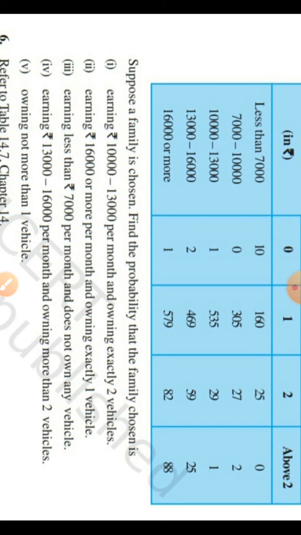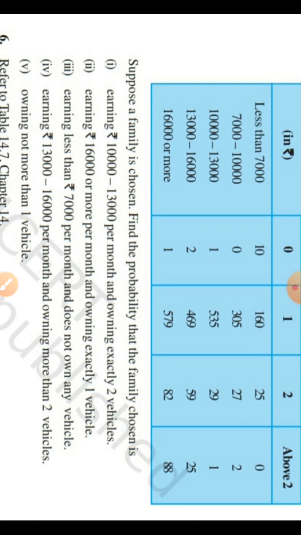Now last, owning not more than one vehicle. Not more than one vehicle means no two vehicles, no above two vehicles. But here you can mark one thing, no income is given. So all income groups we have to take. Income group is not specified, so we have to take all income groups, meaning all rows.